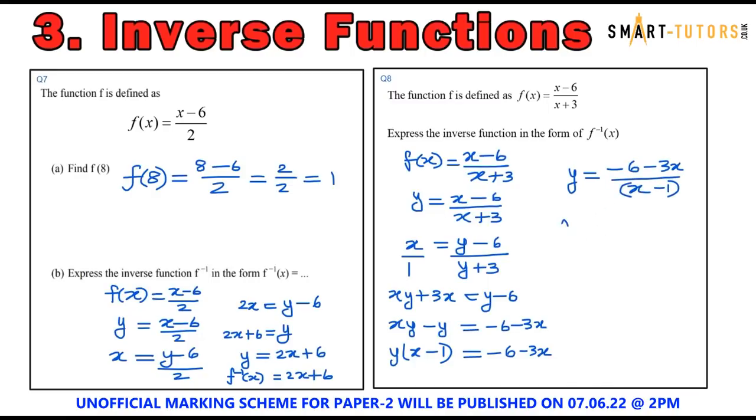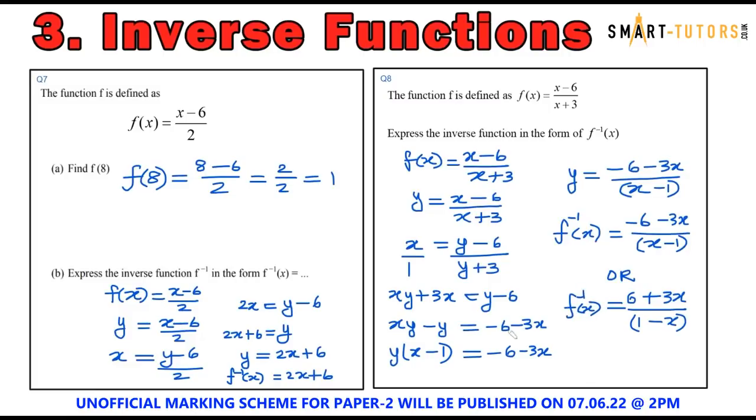Now you can replace the y with the f inverse function of x, which is (minus 6 minus 3x) over (x minus 1), which is the perfectly correct answer. If you like, you can multiply the denominator and the numerator by minus 1, then you will get minus 6 becomes positive 6, plus 3x, and if I multiply the denominator by minus, that becomes 1 minus x. In case you happen to have this answer, it is also a correct answer. So I'm just writing both answers as possibly correct formats for question number 8.